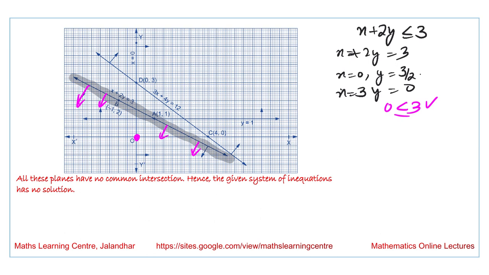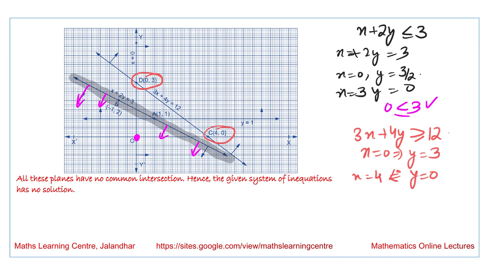The next line we have is 3x + 4y ≥ 12. If we substitute x = 0, this implies y = 3. When we substitute y = 0, this implies x = 4. These are the 2 points, and the line corresponding to these 2 points is this line. To find the region, we again substitute the point (0, 0). We get 0 ≥ 12, which is not true. So the portion above this line will be the solution set.